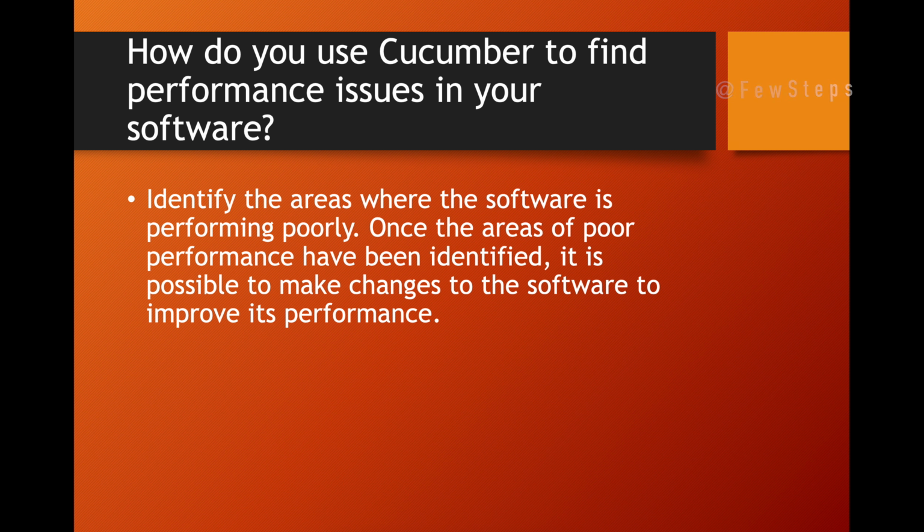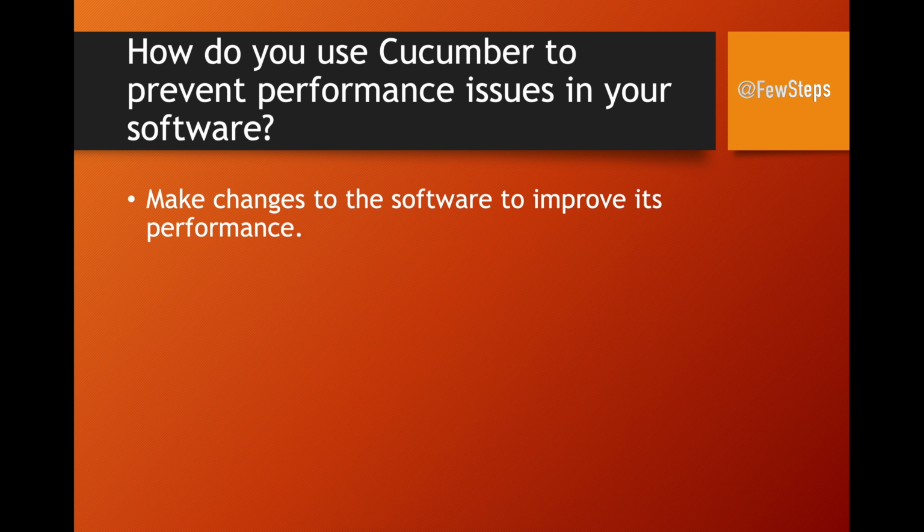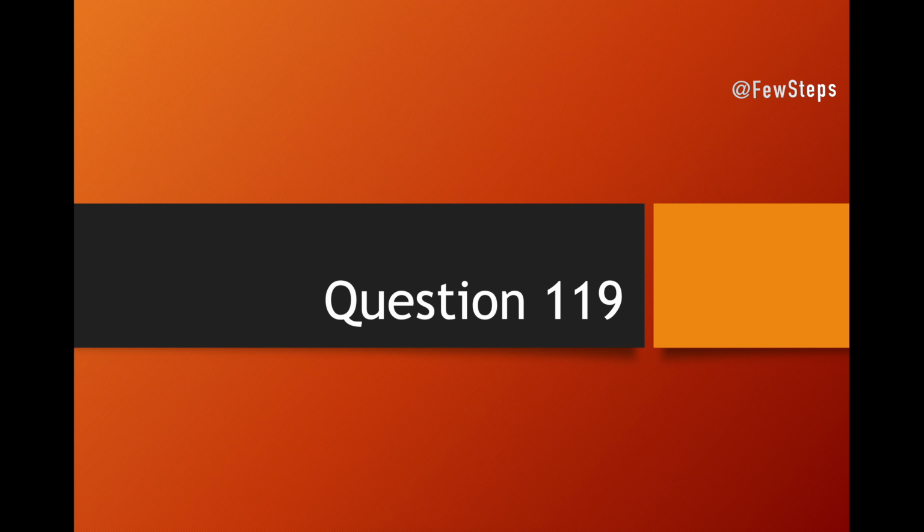Identify the areas where the software is performing poorly. Once the areas of poor performance have been identified, it is possible to make changes to the software to improve its performance. Question 118. How do you use Cucumber to prevent performance issues in your software? Make changes to the software to improve its performance.